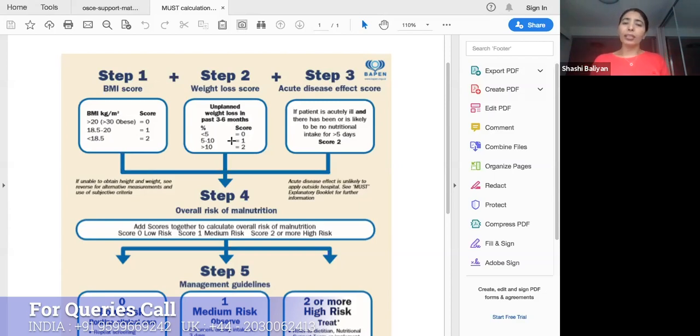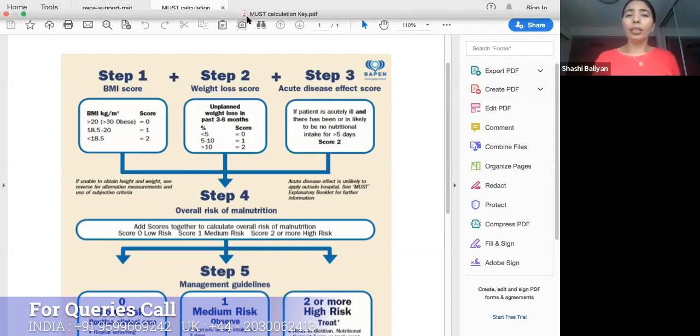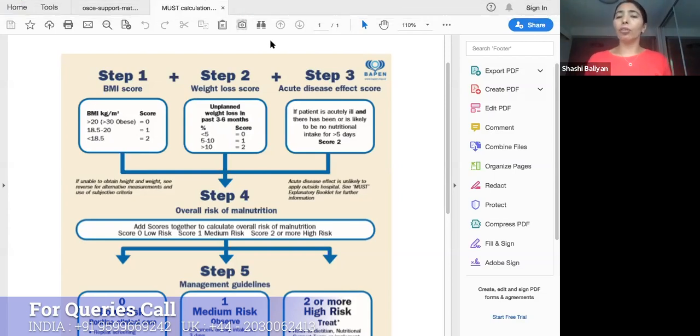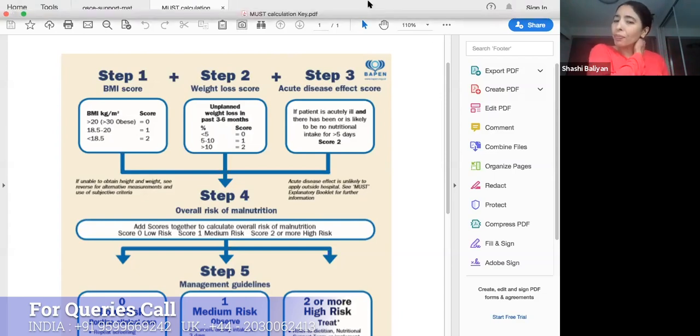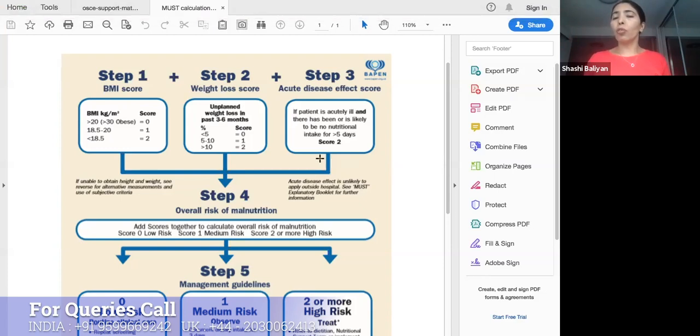Then the third one is if the patient is acutely ill, and or if they feel that the patient cannot have any nutritional intake for more than 5 days. Say, for example, if someone is having a laparoscopy done, or they've had a major surgery or abdominal surgery, obviously they will not be eating for at least 4 to 5 days. So for those people, you will give them a score of 2, because they are at a higher risk of becoming malnourished.